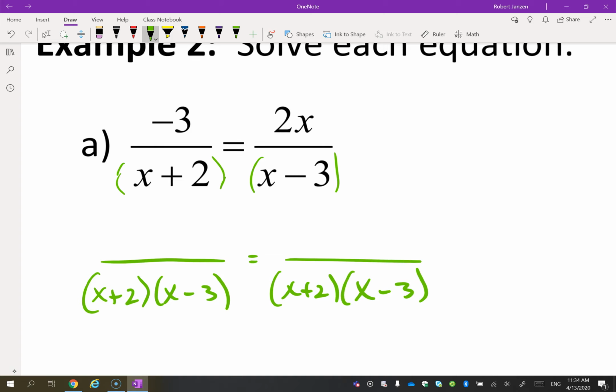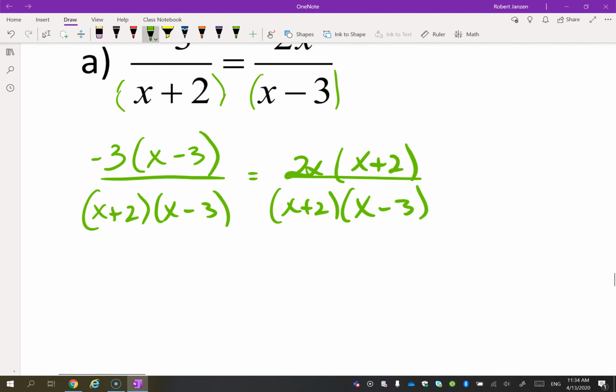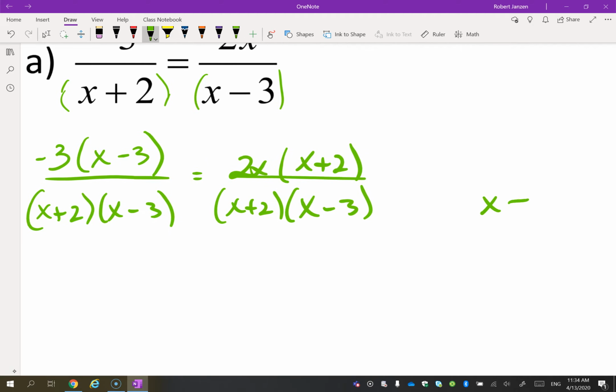Okay, what did we multiply the denominator by? Well, we multiplied by an x minus 3, so I have to do the same thing for the numerator. What did I multiply the denominator by in the second one? Multiplied by x plus 2. Okay, before I do anything, let's quickly say x cannot be negative 2. X cannot be 3. Okay, I'm looking at the denominators.